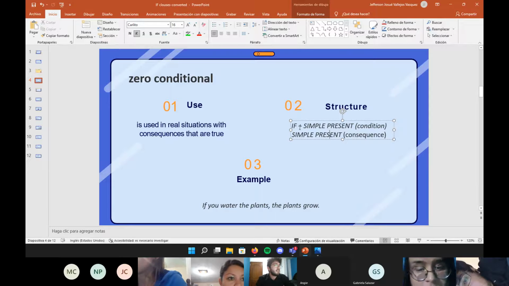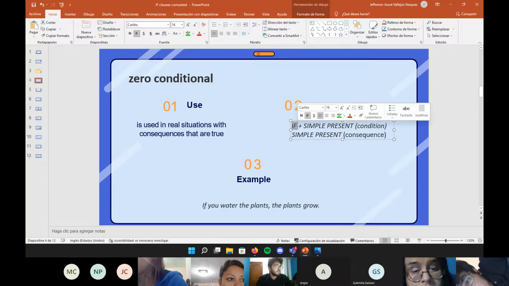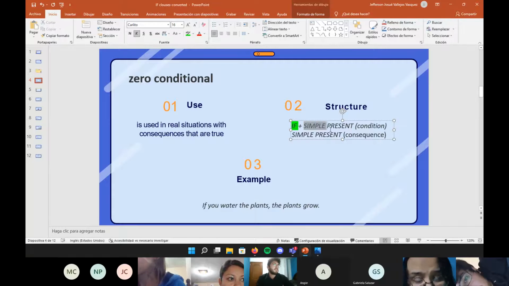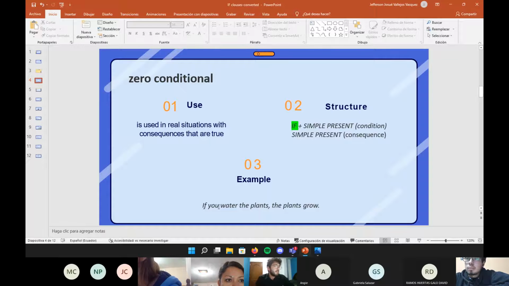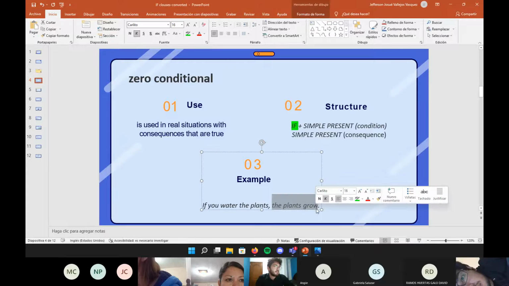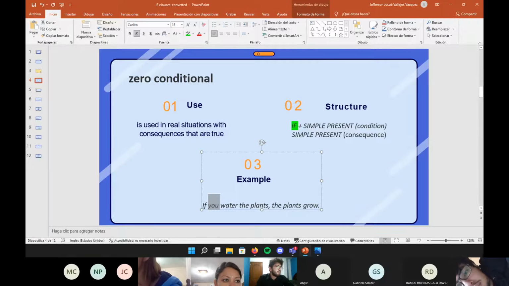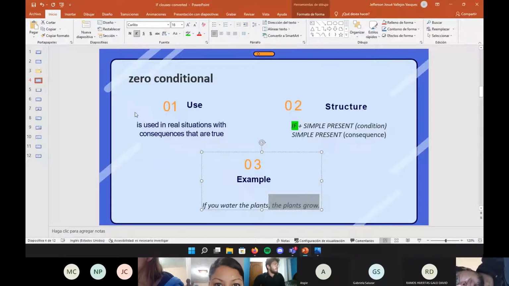Okay, let's see the structure. We have the important word here, if. After that we put a simple present sentence, which is the condition, right? And for the consequence in the zero conditional, we also put simple present. For example, if you water the plants, they grow, okay? In this case, we are talking about a real situation. If you water the plants, the consequence is the plants grow.